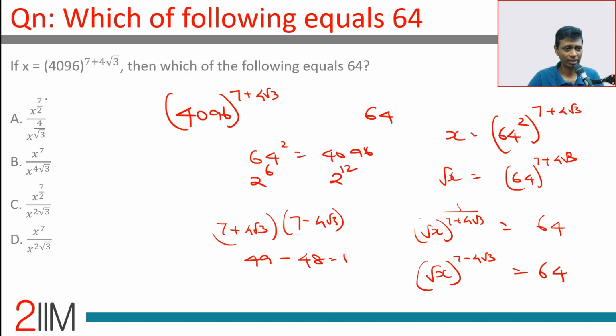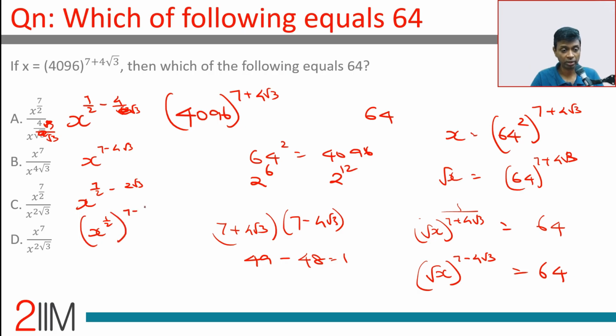How do we get there? Okay, this is x power 7 by 2 by x power 4 by 3. This is x power 7 by 2 minus 4 by root 3. Sorry, it should be 4 root 3. It's given incorrect. It should be 4 root 3. No, 4 by root 3. That doesn't work. It's tough to reconcile. This is x power 7 minus 4 root 3. This is also incorrect. It should be square root of x power 7 minus 4 root 3. This is x power 7 by 2 minus 2 root 3. Yep. This is x power 1 by 2 whole power 7 minus 4 root 3.